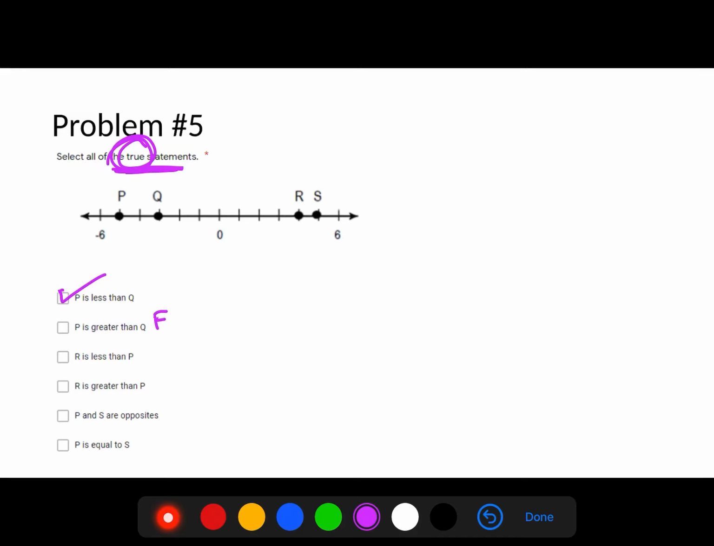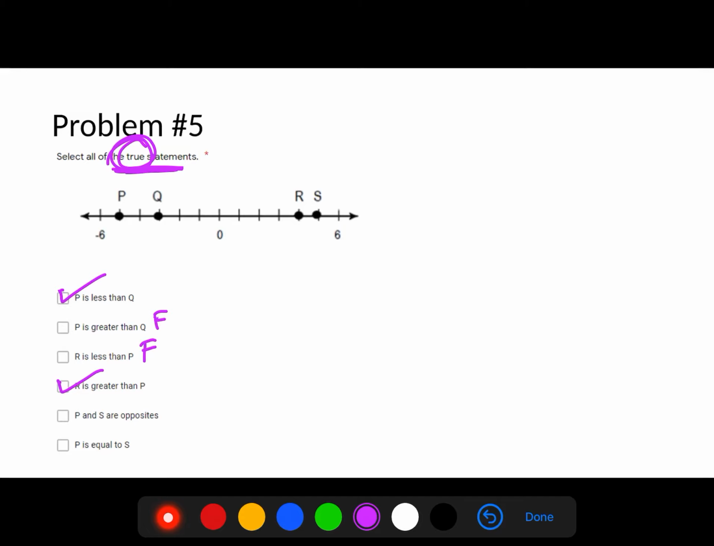And saying select all the true statements. R is less than P. Is R to the left of P? No, that is false. R is greater than P. R is to the right of P? Yes, that is true.